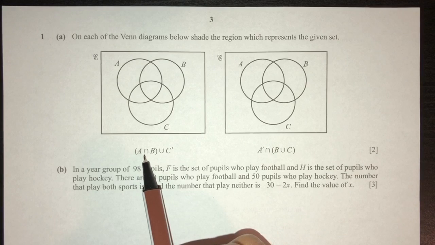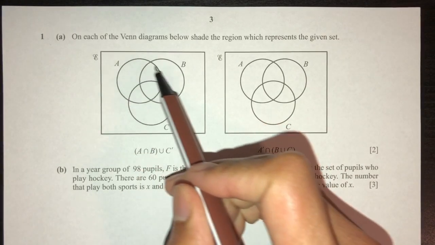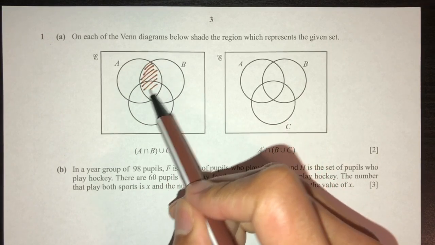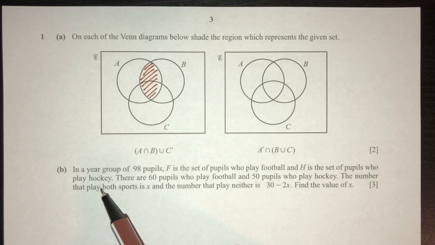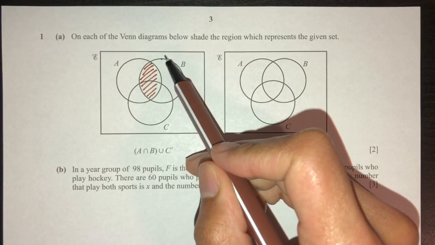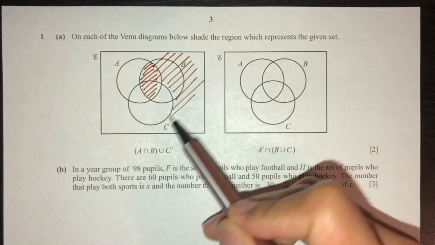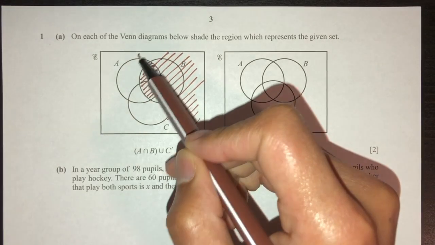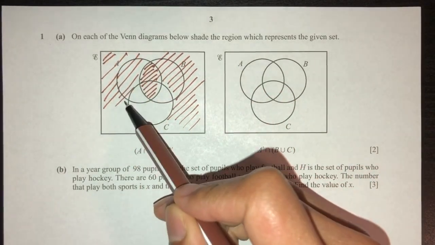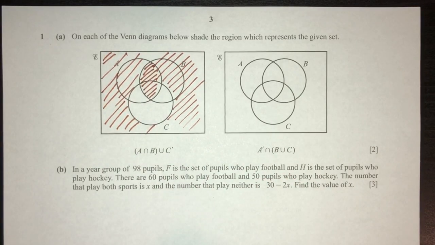Here we have A intersecting B union C prime. So A intersecting B will be this one. And union C prime will be everything outside of C. So basically everything outside of C. Okay, here you go. That is your answer for question number 1.